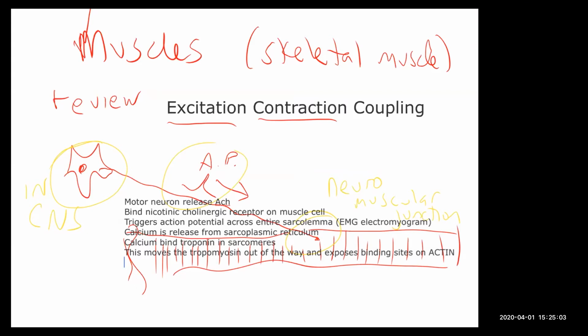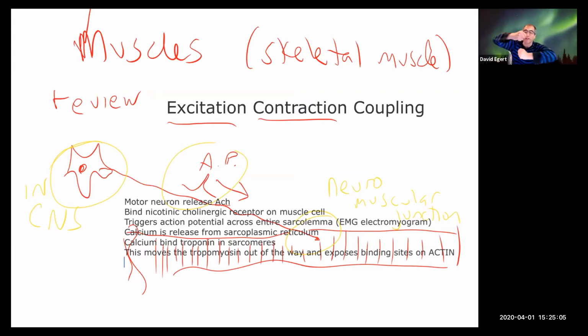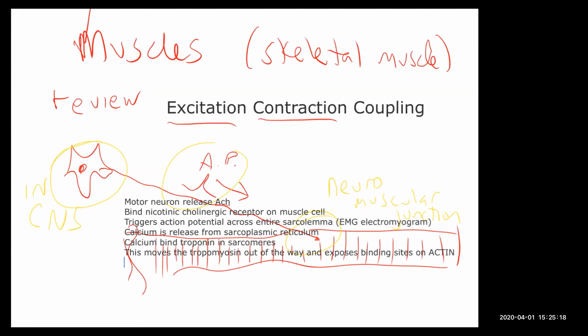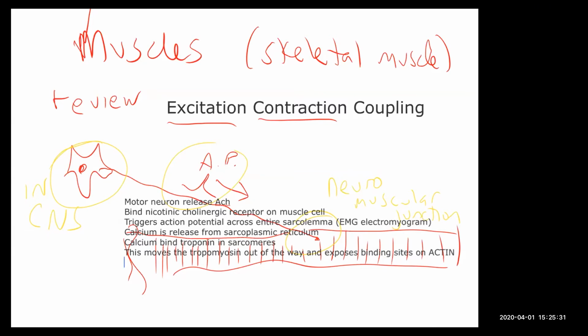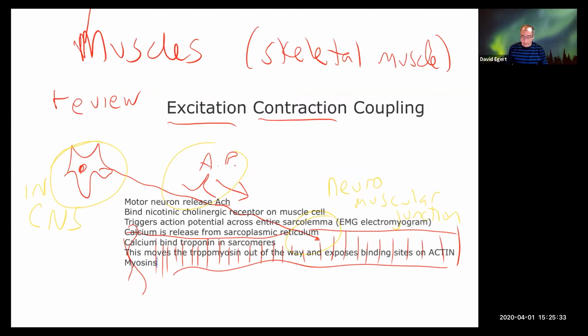onto both of them. So as it changes its shape, it moves the tropomyosin up out of the way. Or if it's not bound to calcium, then it lets the tropomyosin sit and block the binding site. That makes sense. And then once the binding sites are open, what is going to bind onto the actin? Myosin? Exactly. So then the myosin heads bind to the actin.